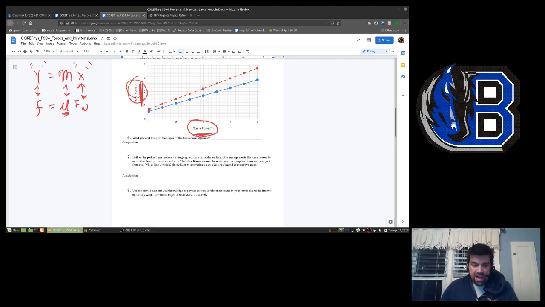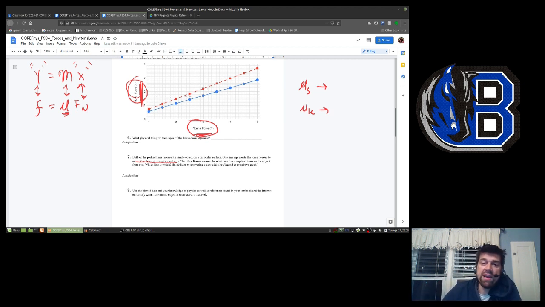Both the plotted lines represent a single object on a particular surface. One line represents the force needed to move the object at a constant velocity, and the other line represents the minimum force required to move the object from rest. So we just said the slopes are the coefficients. Hopefully you see here that one of the slopes is the coefficient of static friction, and one of the slopes is kinetic friction. Kinetic friction is the one that is us moving at a constant velocity, relative motion, we're sliding. And then static friction, of course, is at rest, and you've got to overcome it to get it to move.